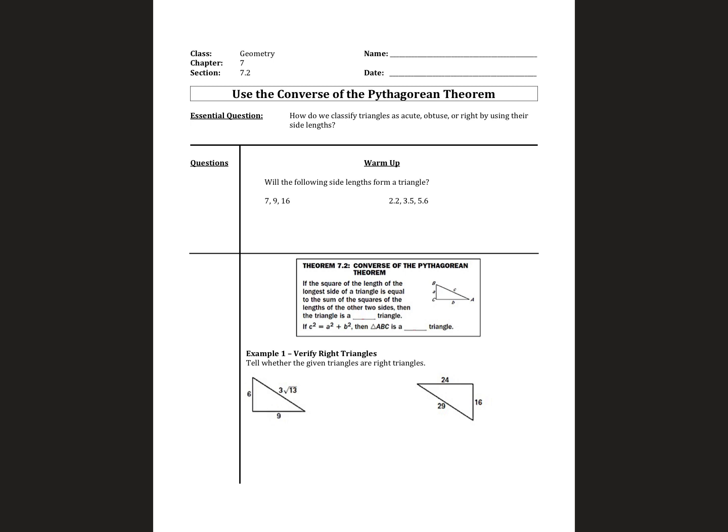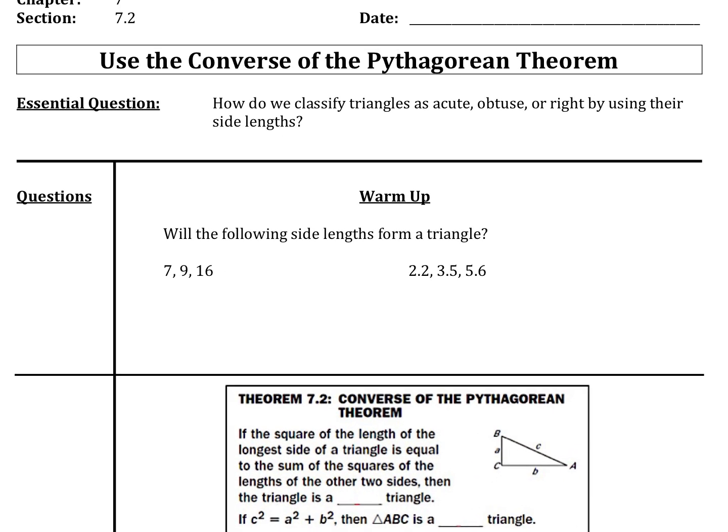All right, sounds good. And the things we're talking about are acute, obtuse, or right triangles. For the warm-up, we are trying to decide: will the following side lengths form a triangle? See if you can remember how to do that, and we'll go over it in a second. You'll recall that to form a triangle, the two smaller sides need to be bigger than the biggest side. So let's go ahead and check that.